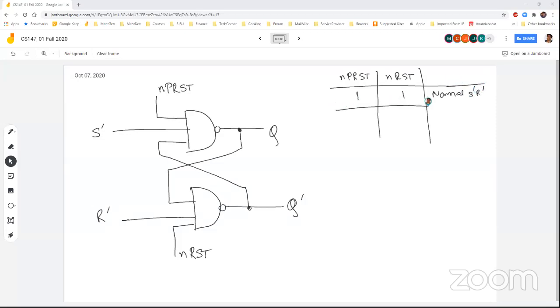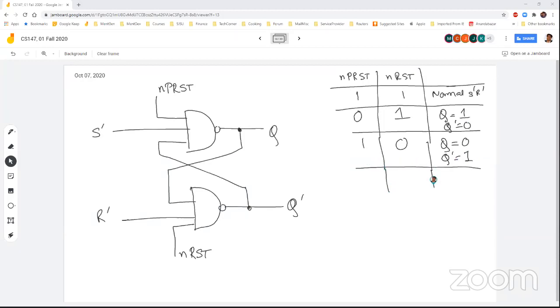Now, if one is 0 and other is 1, then it will asynchronously make Q equals 1, thus Q bar equals 0. And if it is 1 0, then it will make Q equals 0 and thus Q bar equals 1. And this is not permitted. One should not use this configuration where both N reset and N preset are 0.